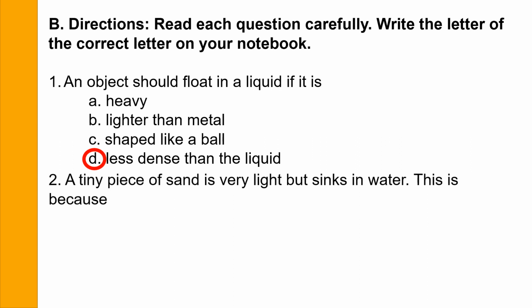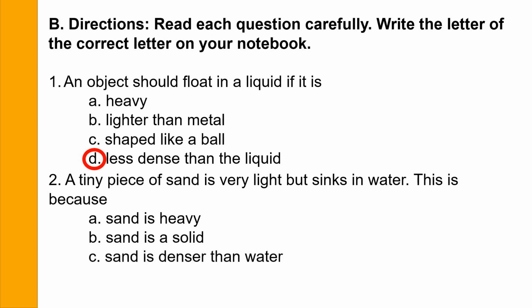Number 2. A tiny piece of sand is very light but sinks in water. This is because A. Sand is heavy, B. Sand is a solid, C. Sand is denser than water, or letter D. There is more water than sand. What is your answer? Very good. The answer is C. Sand is denser than water.